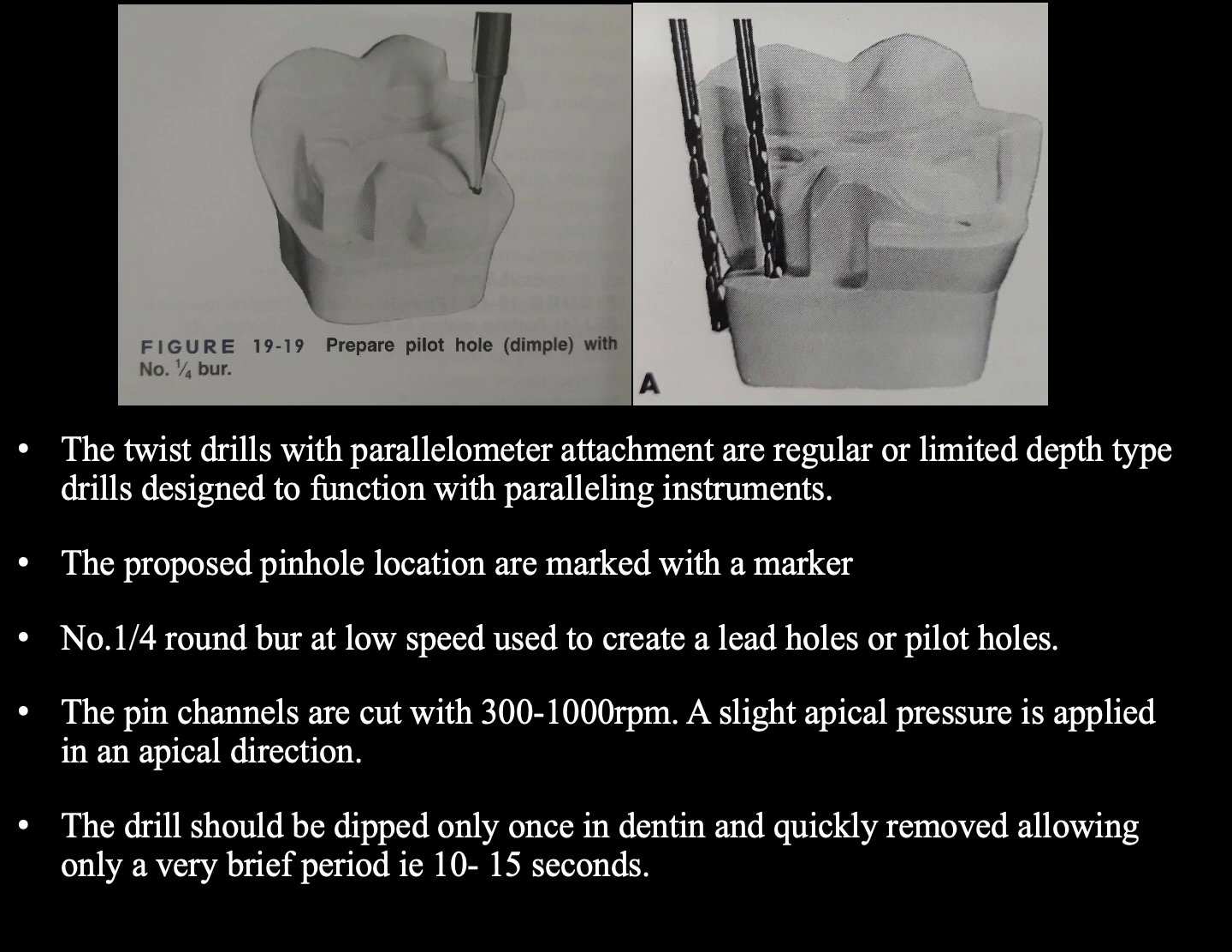A number 4 round burr at low speed is used to create the pinhole or the pilot holes, followed by which the pin channels are cut with a speed of 300 to 1000 rpm with a slight apical pressure, and the drill should be removed once indenting and allowing a brief period, that is 10 to 15 seconds.